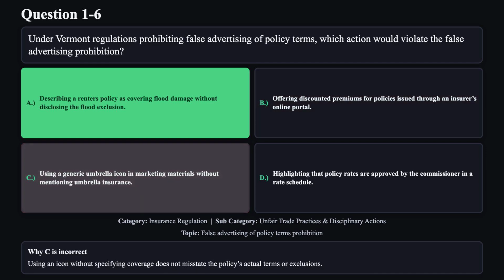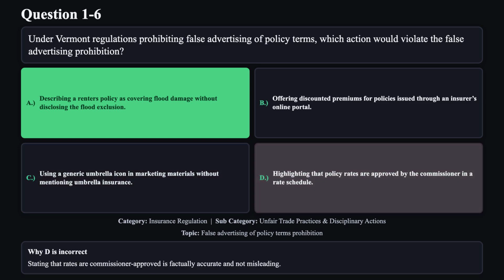Reason C is not correct. Using an icon without specifying coverage does not misstate the policy's actual terms or exclusions. Reason D is not correct. Stating that rates are commissioner approved is factually accurate and not misleading.